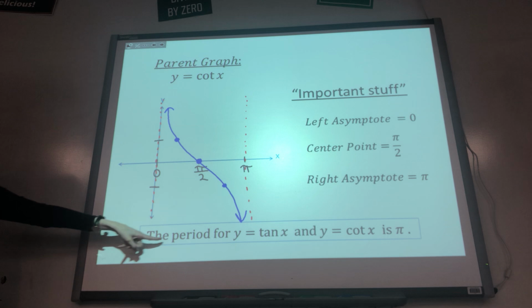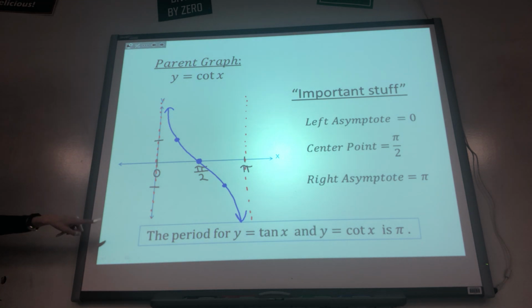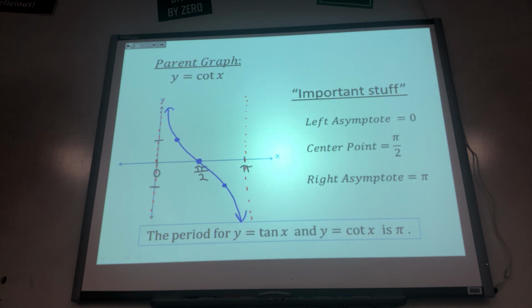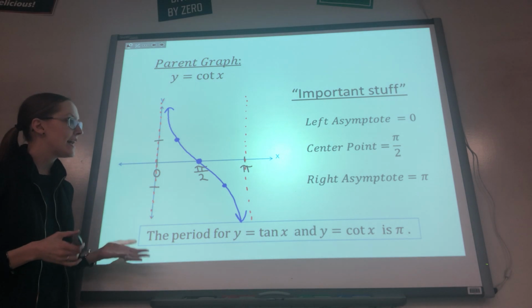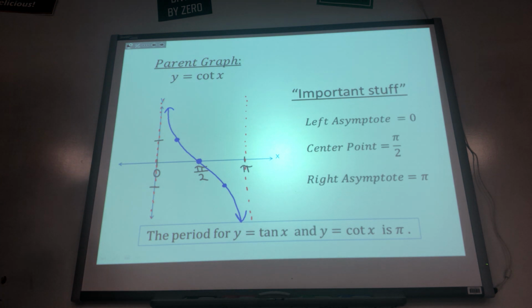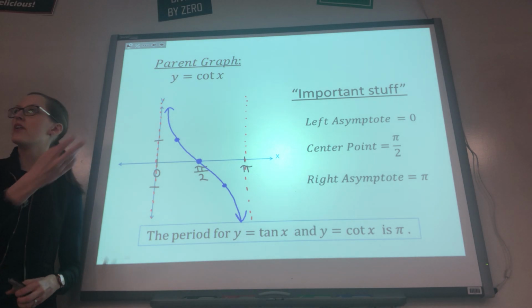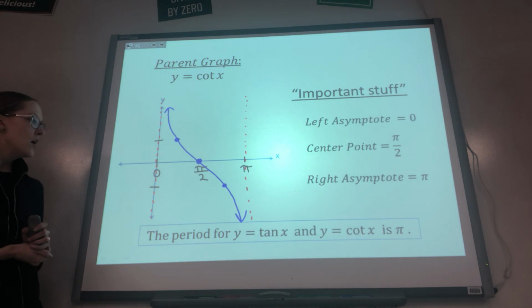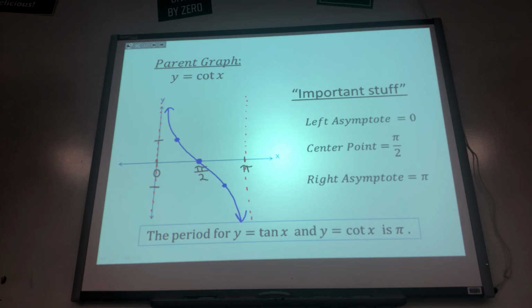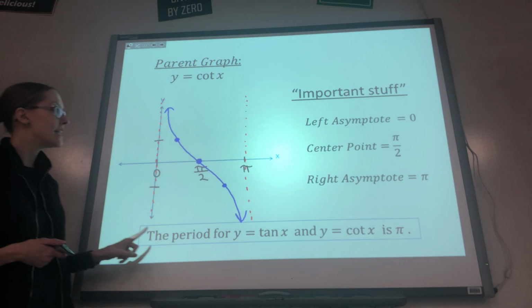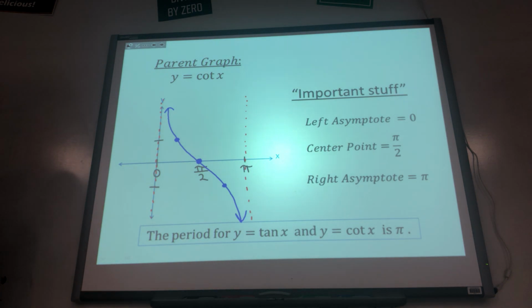So I'm going to put that down here as well because that is very important to notice. The period for y equals tangent of x and y equals cotangent of x is pi. That's a big difference, and I'll tell you a little bit more about that when we start to do the periods later on with the examples. But the period for tangent and cotangent is actually pi instead of the 2 pi that we had with sine and cosine.